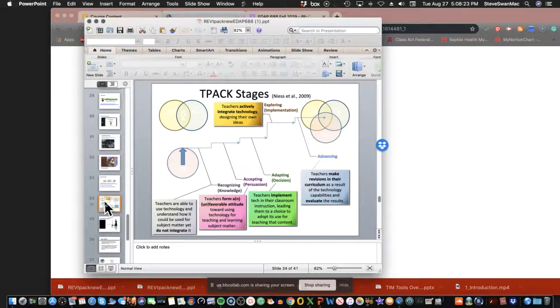The next one is the part that is, in my humble opinion, the part of the TPACK process that everything hinges on. So this is where teachers form either a favorable or unfavorable attitude toward using the technology for teaching and learning subject matter. This is where the rubber should meet the road, but a lot of times it is just running into the brick wall. Seen it too many times.